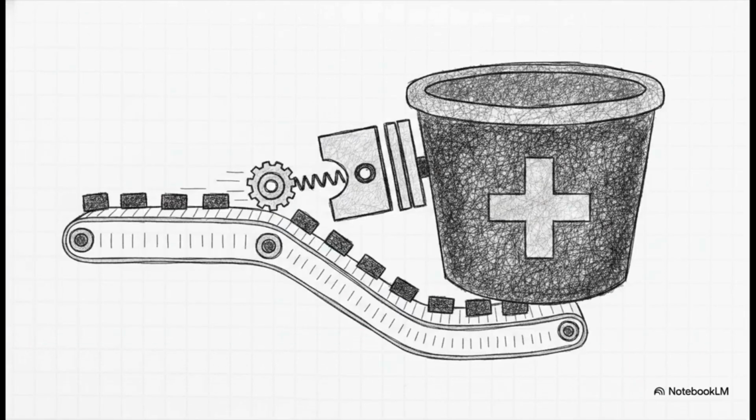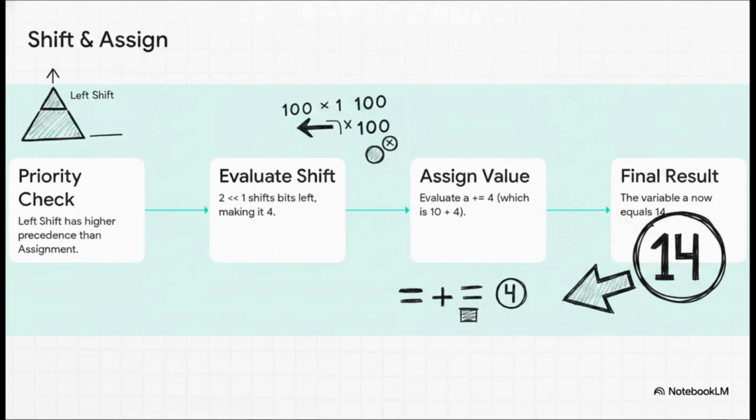For our second example, we're mixing bitwise shifts with compound assignment operators. We have a plus equals 2 left shift 1, and for this, let's assume a initially equals 10. Let's consult that hierarchy. Because the left shift sits higher up on our VIP list than the assignment operator, the compiler calculates the shift first. Shifting the bits of 2 to the left by 1 position effectively multiplies it by 2, which gives us a 4. Next, it seamlessly adds that 4 to our variable using the assignment operator. 10 plus 4 means our final result is 14. Easy enough once you know the rules.